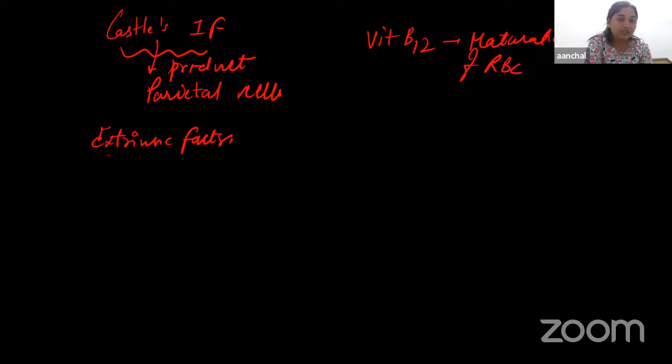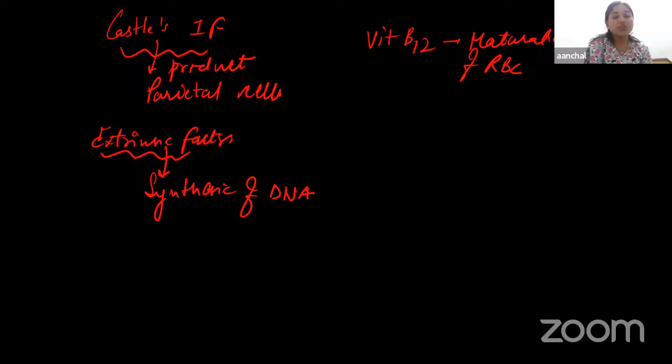So this extrinsic factor is present in certain foods, essentially vitamin B12 and folic acid, and they also play an important role in the synthesis of DNA. Okay, and this extrinsic factor together with intrinsic factor is known as hematinic principle, which is useful for the maturation of RBC, right?